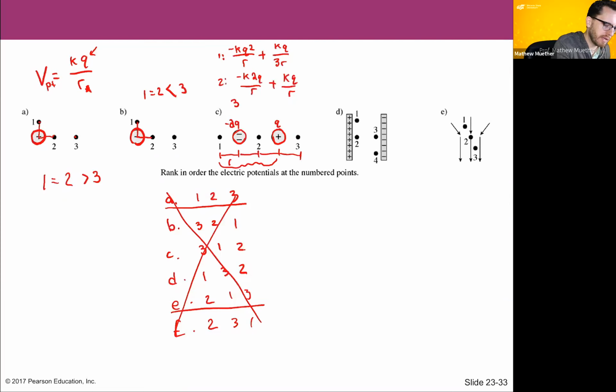And for 3, again, I use the superposition principle. Now this guy is closer to the positive charge, and he's 3R away from that negative charge. So it's going to be like minus k 2Q over 3R plus kQ over R.